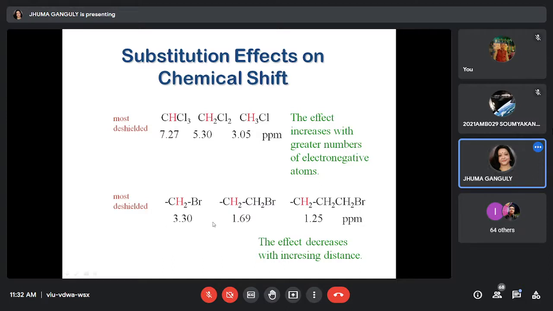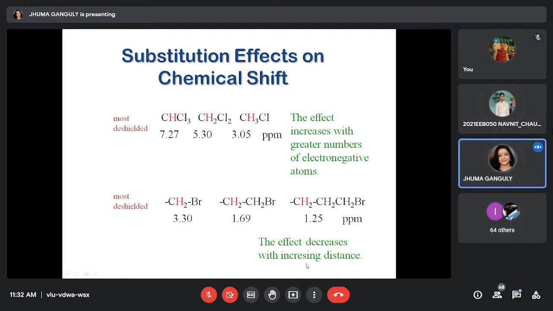Most deshielded, again, we just increase the chain length now: CH2Br, CH2CH2Br, and CH2CH2CH2Br. Then what happens is the bromine is far apart from the proton. We want to get the peak. So it's 2.5. If it's so close, then its direct deshielding effect by its minus I effect directly reflects in the delta value, and deshielding also happens, and you will get a 3.30 delta value.